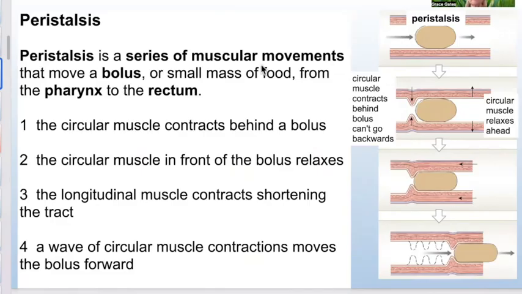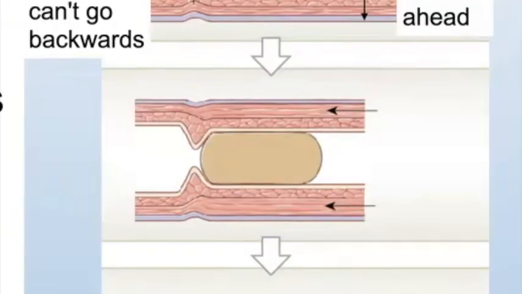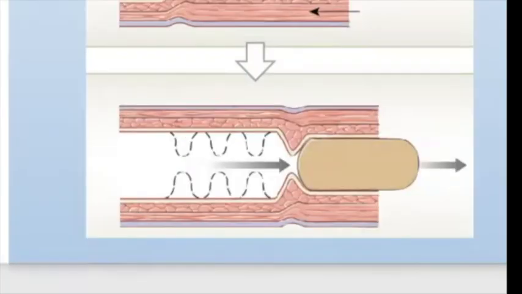Peristalsis is a series of muscular movements that move a bolus, or small mass of food, from the pharynx to the rectum. The circular muscle contracts behind a bolus. That prevents the bolus from going backwards. The circular muscle in front of the bolus relaxes. The longitudinal muscle contracts, shortening the tract. And then a wave of circular muscle contractions moves the bolus forward.